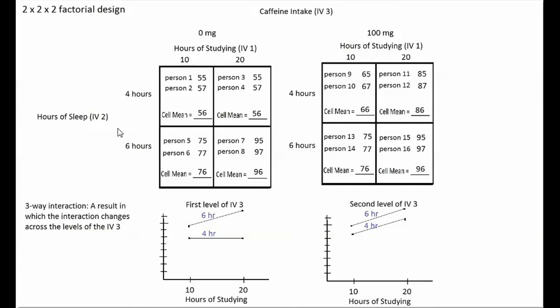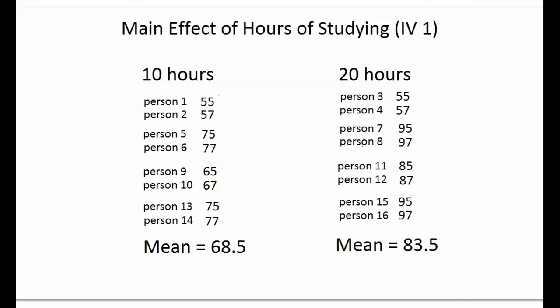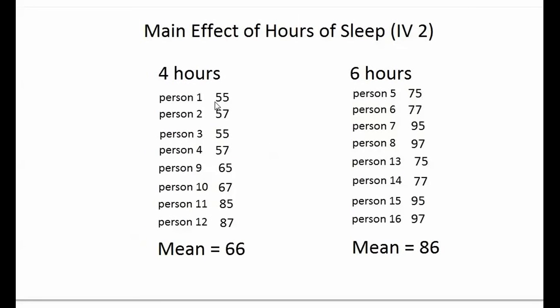The main effect of IV2 is just the difference between the mean of these 8 people and the mean of all of these 8 people. We can look at that right here. Here's the mean of these 8 people. Here's the mean of these 8 people. The two means are different, so there is a main effect of hours of sleep. The 6-hour condition did better on the exam than the 4-hour condition, which is what we would expect.